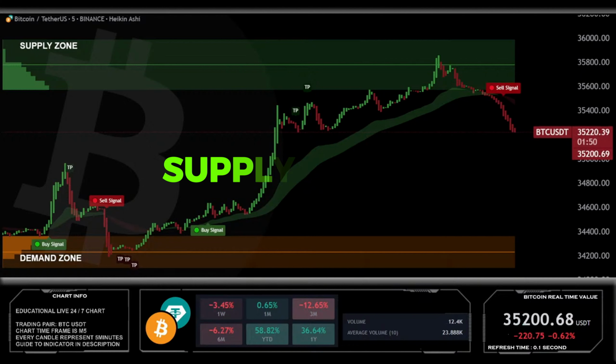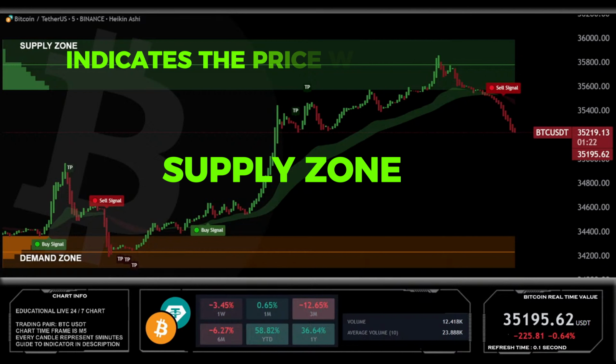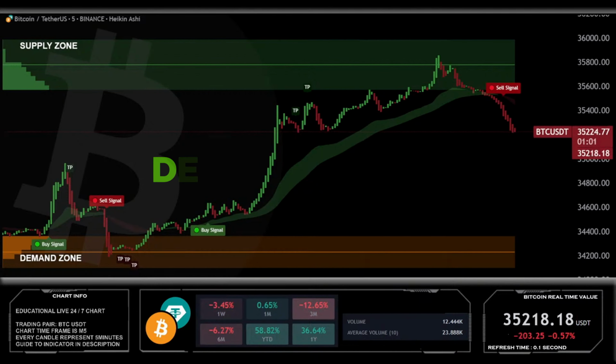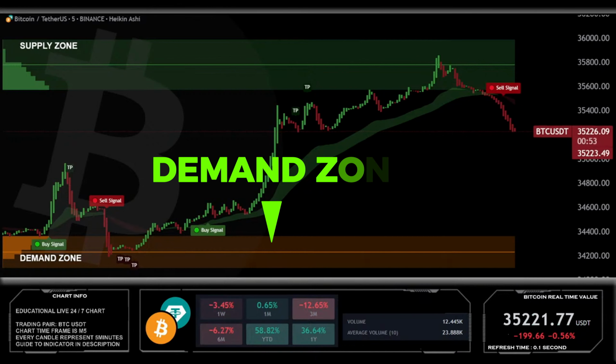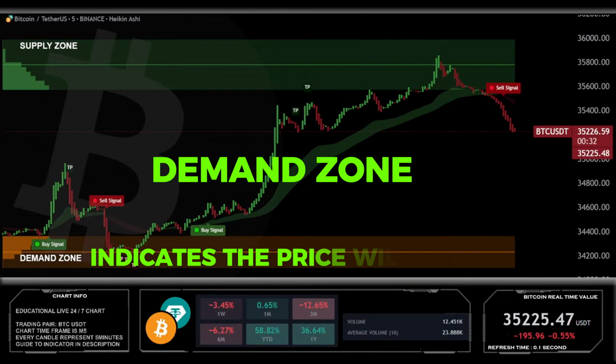Supply zone. This is an area on the chart where sellers outnumber buyers, indicating a potential upcoming decrease in price. There's a strong probability that the price will go down from this point. On the flip side, a demand zone is where buyers outnumber sellers, suggesting a potential rise in price. There's a strong probability that the price will go up from this point.